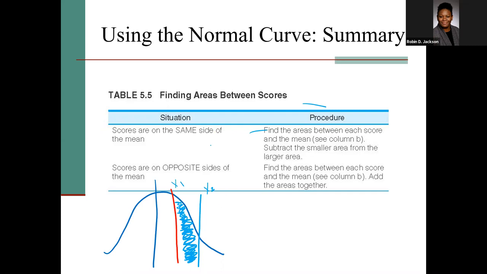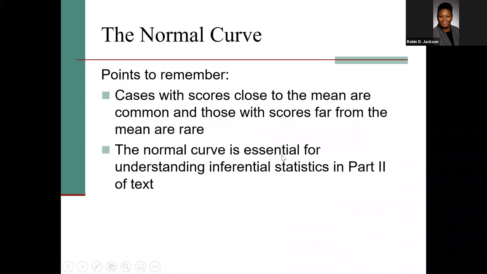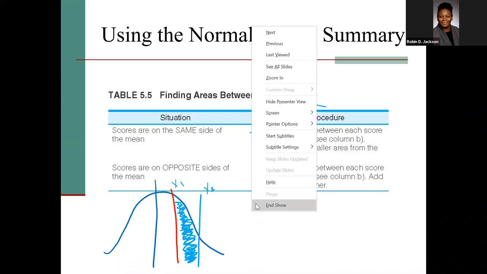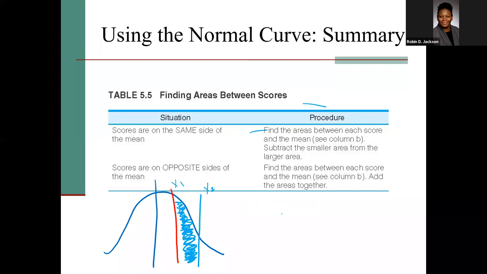Now, if you have, let's see here, okay. Uh-oh. All right, so let's say that you have scores on opposite sides. I actually kind of showed you this already once, but I'll do it again. Let's say you have a distribution and the question is asking you, oh my, just go with it, folks. Just go with it. Okay.